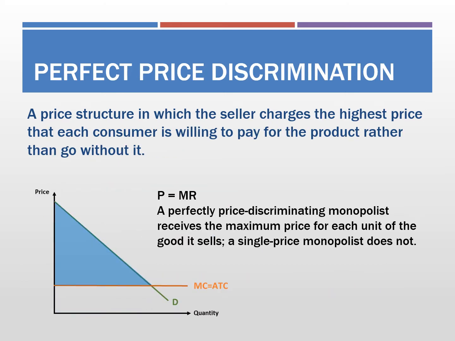In perfect price discrimination, what happens is the firm goes into the market and tries to charge different prices to different individual consumers. As long as the consumer is willing to pay a certain price for the product in the market, the firm is able to ask the consumer to pay whatever they are willing to pay.